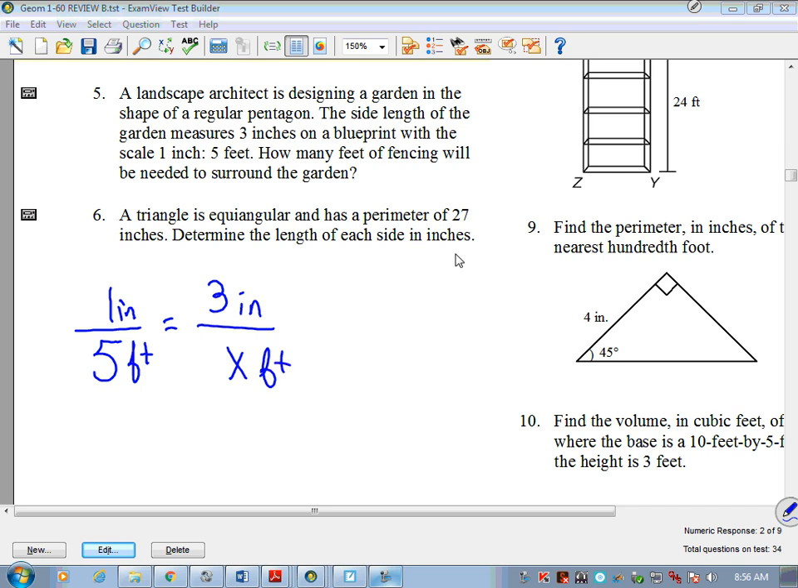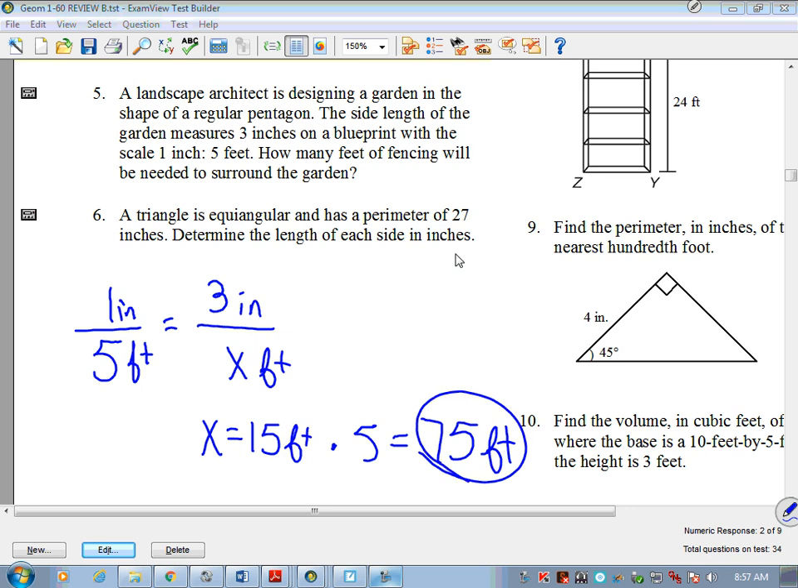So we have 5 times 3 divided by 1, and we're going to end up getting 15 feet. X equals 15 feet, but we're not done yet because that's just one side. One side measures 15 feet. Each side is the same length, so we're going to take 15 times 5. We're going to get 75 feet of fencing. Again, answer the question that's being asked.